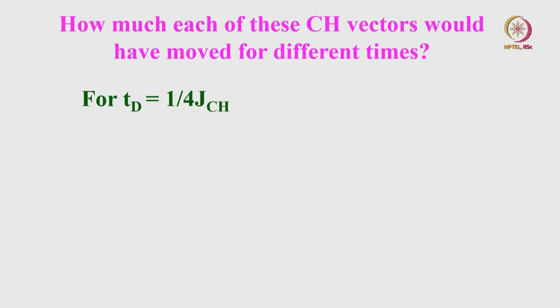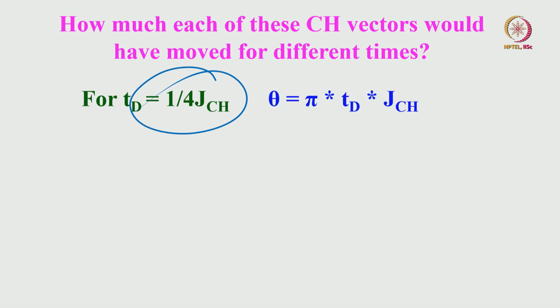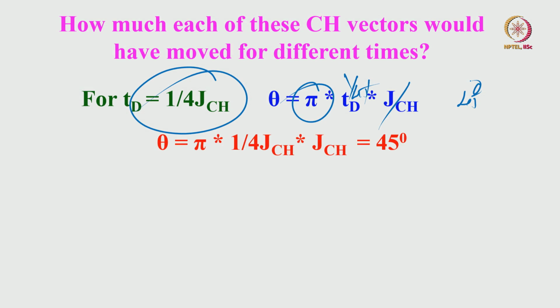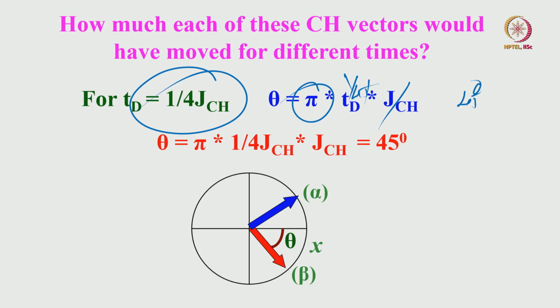For example, for TD exactly equal to 1 over 4J. Whatever the J value, I don't care. How much has it moved? Put TD equal to 1 over 4J. This J and J cancel out. It is 1 over 4 of pi, it is 45 degrees. What will happen is the spin vectors, both alpha and beta components, would have rotated by 45 degrees. That's fine. So, this is how it is. At exactly 1 over 4J, x and y components have moved by 45 degrees. In the xy plane I am talking.